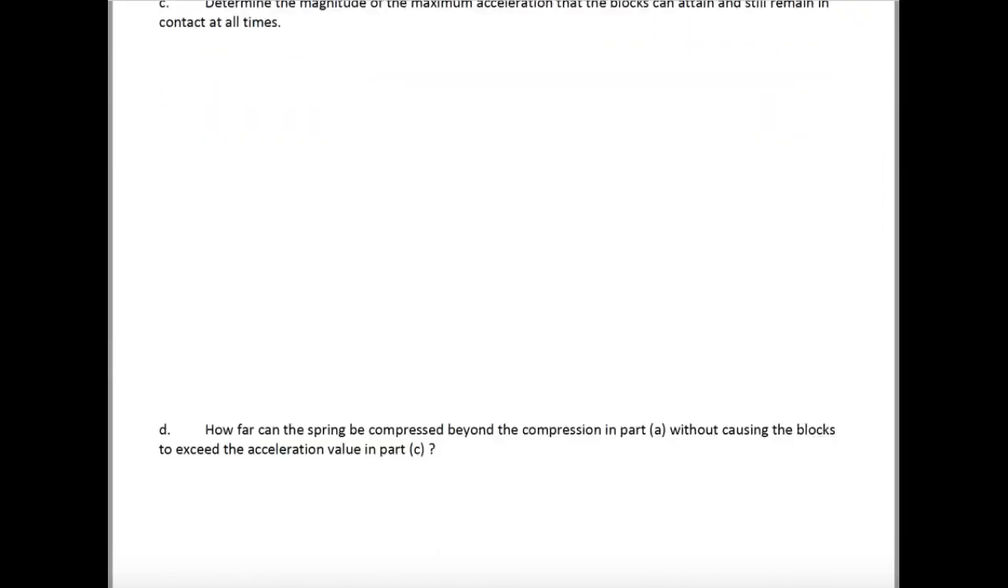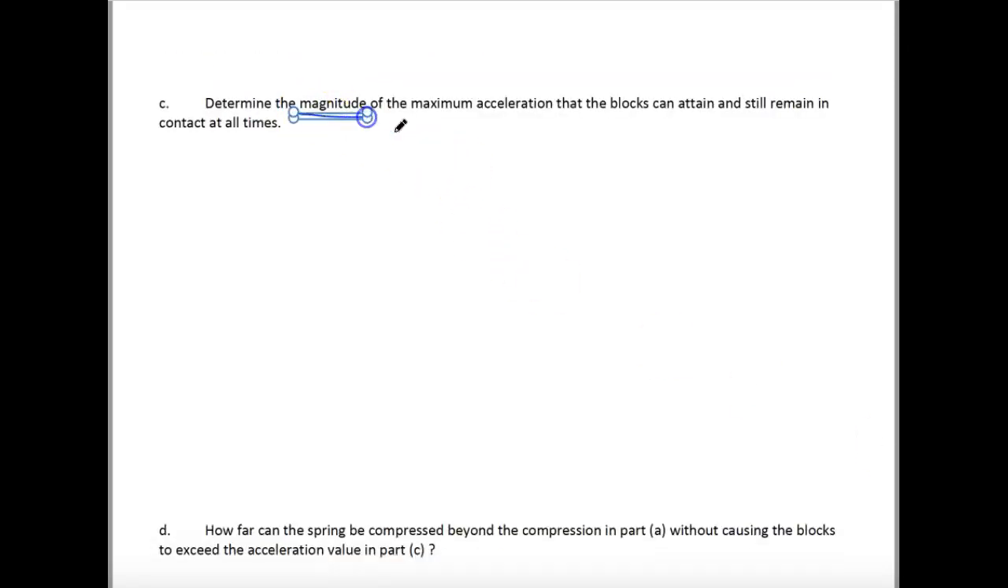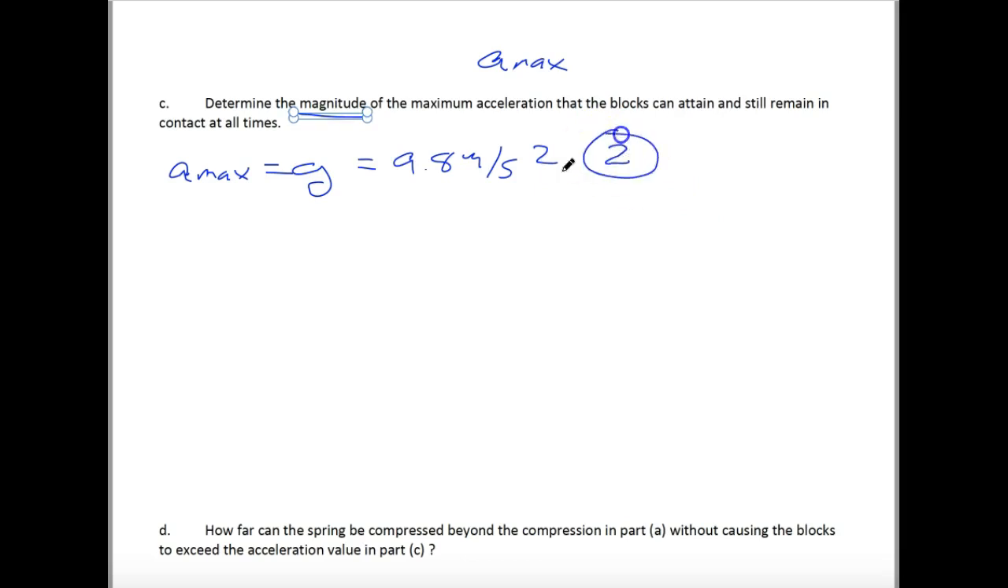Next one, determine the magnitude, so magnitude, not the direction, of the maximum acceleration, so that is A max, that the blocks can attain and still remain in contact at all times. So we want the maximum acceleration. That means that your A max, in order for them to be in contact, you can't go any bigger than gravity. So that's equal to g, and that is equal to 9.8 meters per second squared. And that's really the answer. And you get 2 points for doing that.